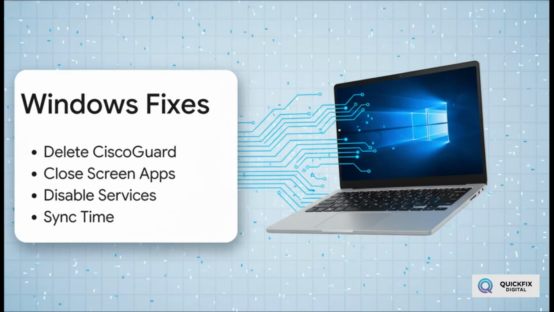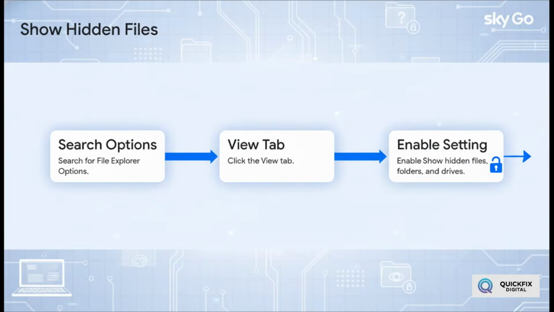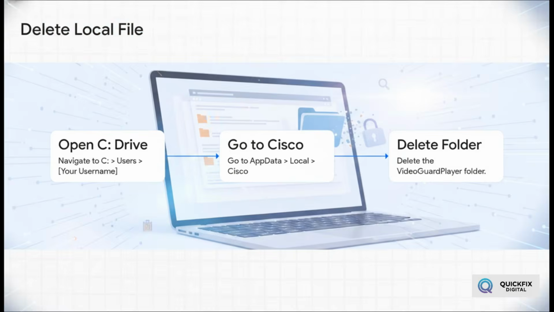Let's start with the usual culprit, the Cisco VideoGuard DRM service. This anti-piracy tool literally causes crashes, so go ahead and uninstall it and SkyGo from your control panel. To clear out those annoying ghost files, you first gotta enable Show Hidden Files right in File Explorer. Next up, navigate to your app.data local folder, find Cisco, and just delete the VideoGuard player folder inside.